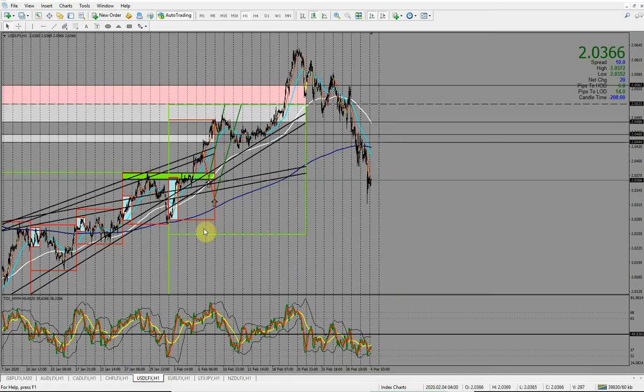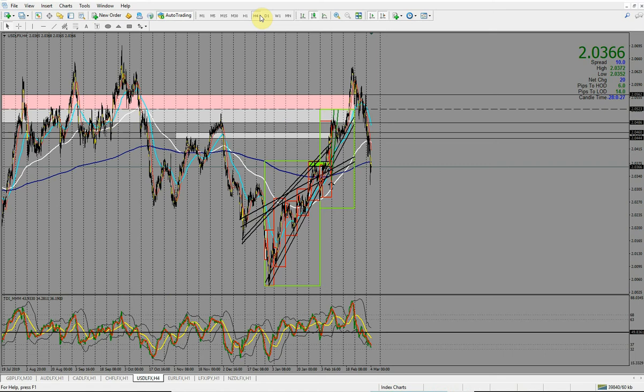CHF, the United States dollar. Do we have anything there? It's clearly on a bearish trend.